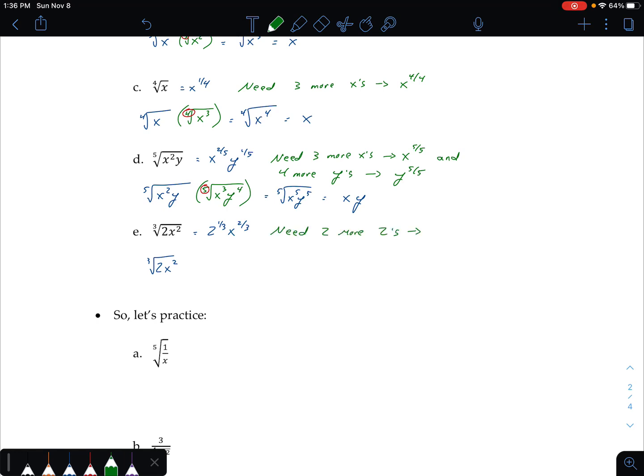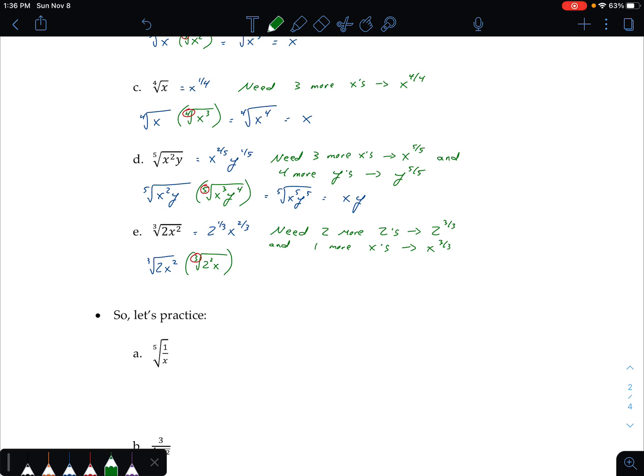So that means I need 2 more 2's, in other words, a 4, in order to get 2 to the 3/3, right? And then I need 1 more x in order for it to become x to the 3 over 3. So again, I get my index to match, and I'm multiplying it by a 2 squared in order to get that to become 8. And we know the cube root of 8 is 2.